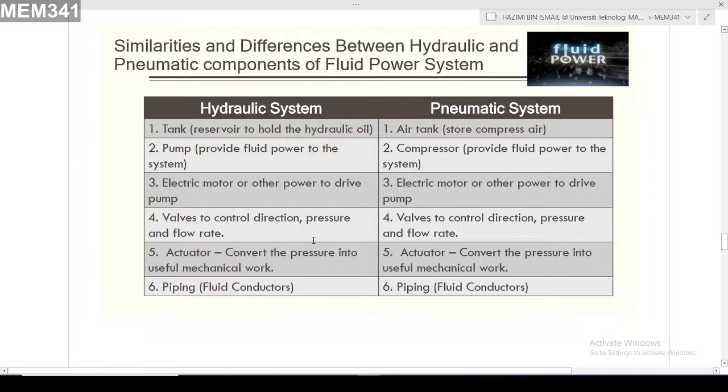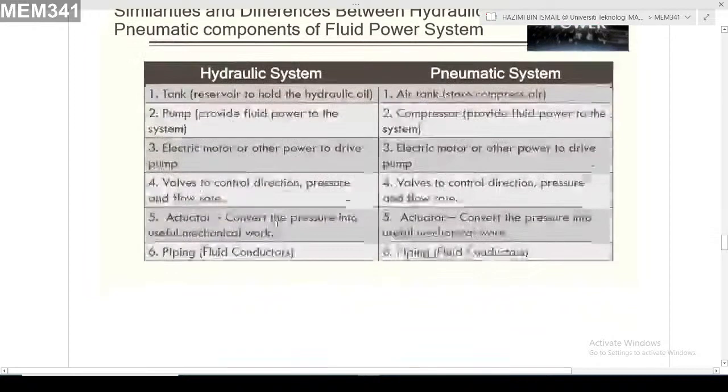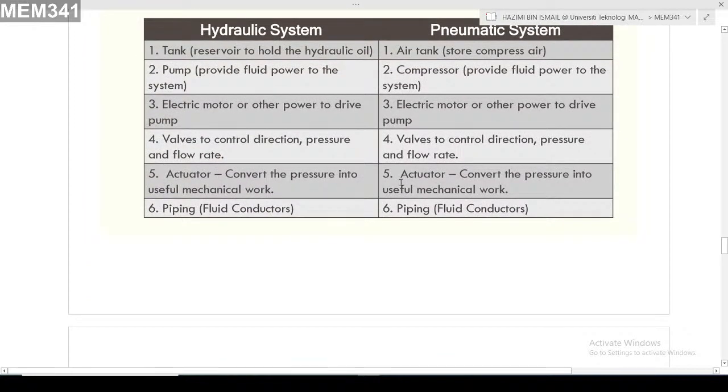Okay, for the hydraulic system, we use valves. Valves are used to control direction, pressure and flow rate. Also in the pneumatic system, we use valves. Same, right? Okay, for the actuator it is also the same, because the actuator is used to convert the pressure into functional or useful mechanical work.